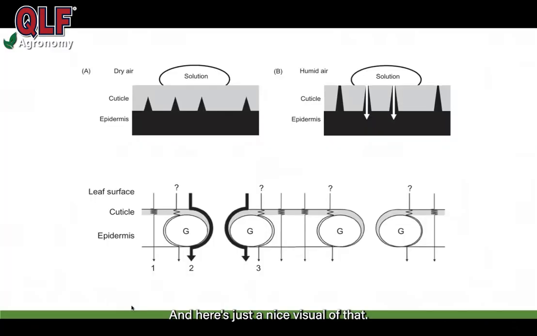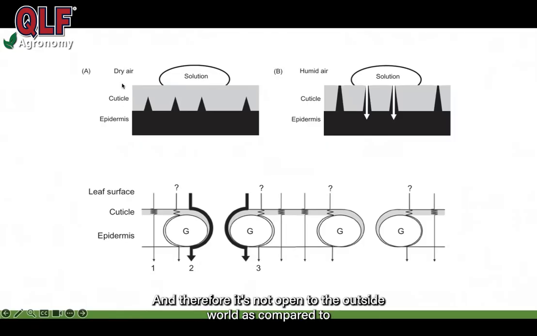And here's just a nice visual of that. There's your cuticle layer there. This is this waxy, repellent layer. Under dry air, under low humidity, and we'll come to this later on in the presentation, you can see that cuticle becomes very closed or very retracted, and therefore it's not open to the outside world, as compared to when we have higher humidity. These micropores, these cracks and crevices, become more open, more loose, and the nutrients can now pass through that. And there's our foliar droplet that is able to pass through, for example.